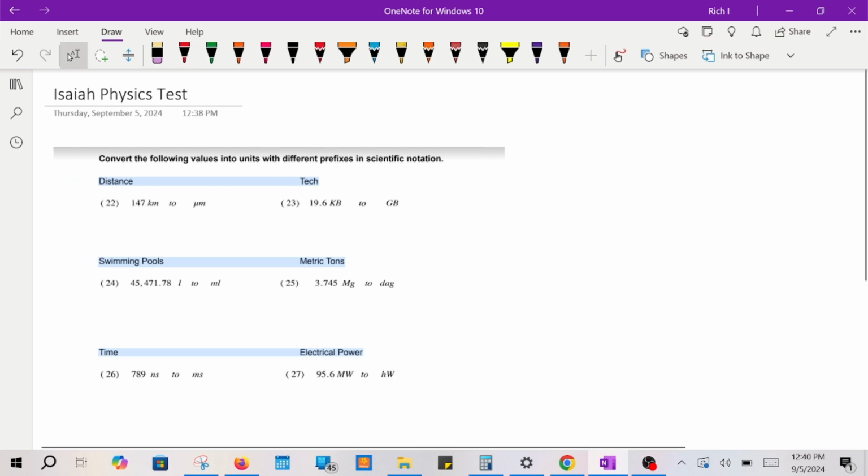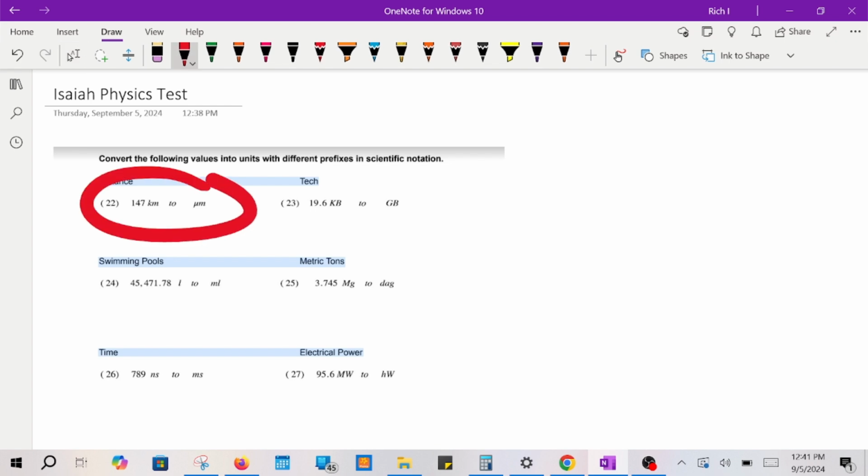I wanted to give you some notes on yesterday's session. I felt like it was a little bit confusing with the scientific notation, so I wanted to practice a little bit and then send you this video so that you can see how we got the numbers we got. Let's take the very first one that we tried, which was 147 kilometers to micrometers. We need to convert that.